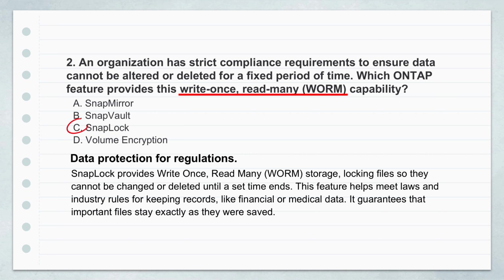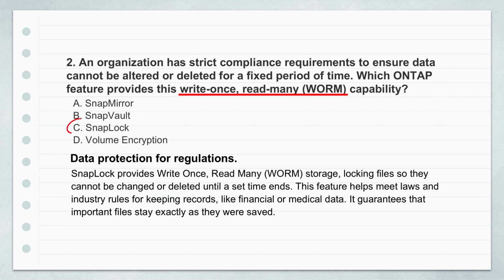SnapLock essentially turns standard ONTAP volumes into WORM-compliant storage. Once data is written to a SnapLock volume, it becomes, for all intents and purposes, immutable. Can't be modified, can't be deleted, not until its preset retention period officially ends. And this is absolutely critical in certain industries. Think financial services, healthcare, places where data integrity for audit trails or legal records or patient info is just non-negotiable.